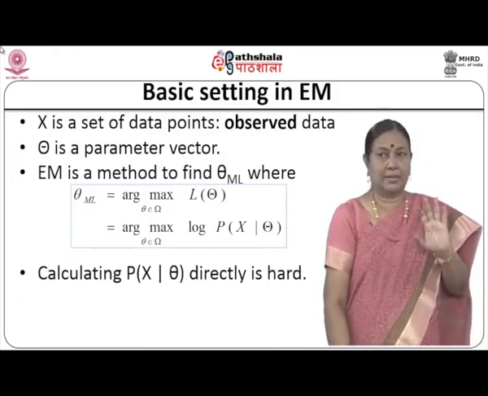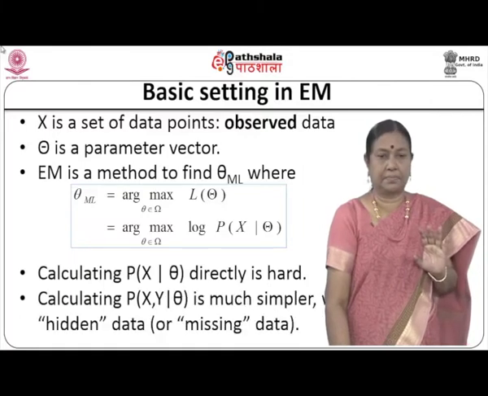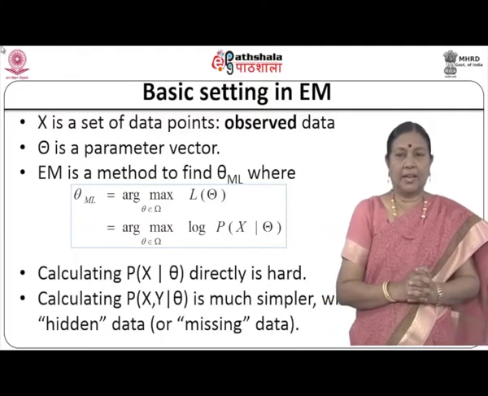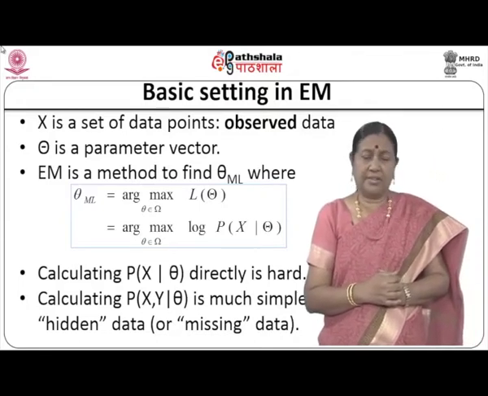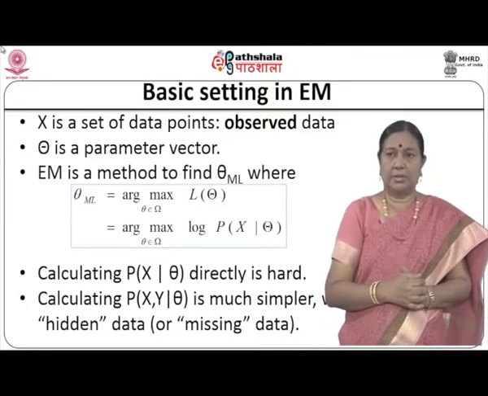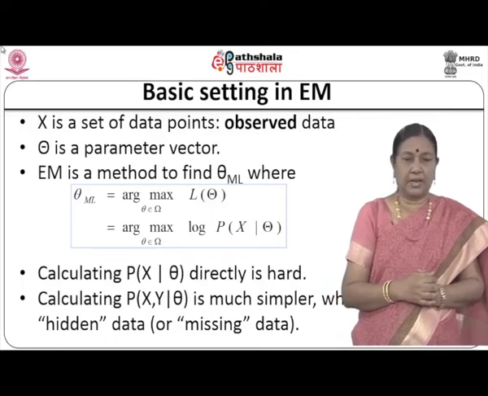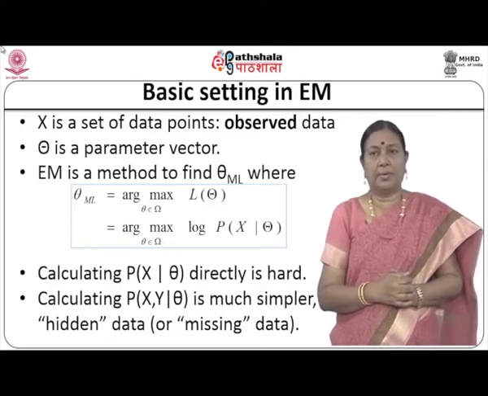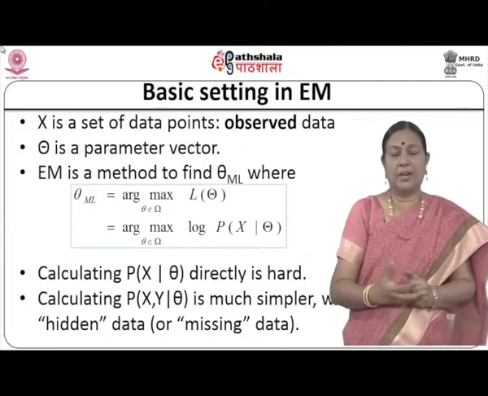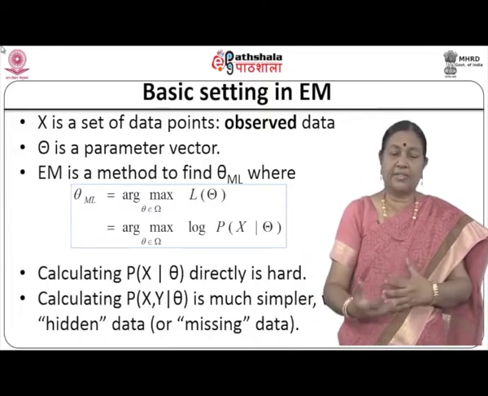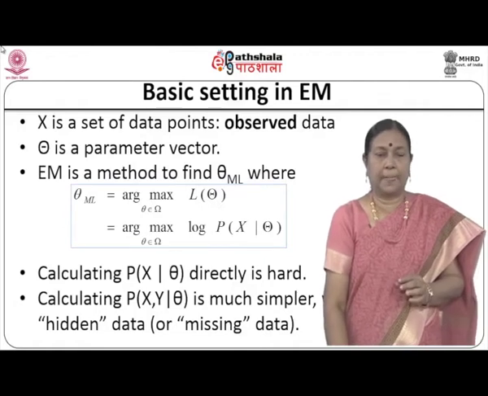So, that is the reason why we are using EM. If you want to directly calculate the observed data from the model, like maximum likelihood, it is difficult. So what we normally do is we have a probability of x comma y given theta, where y is the hidden or missing data. If you use that y, the problem becomes simpler.